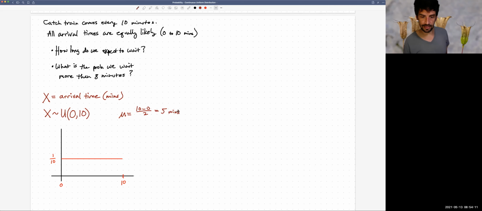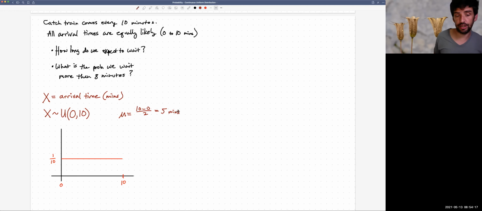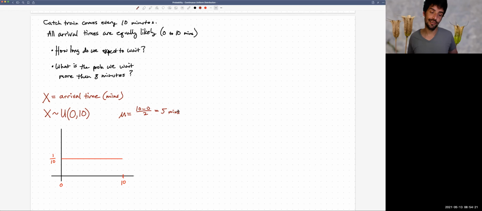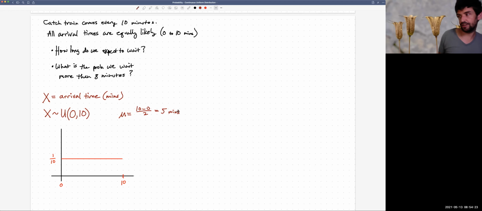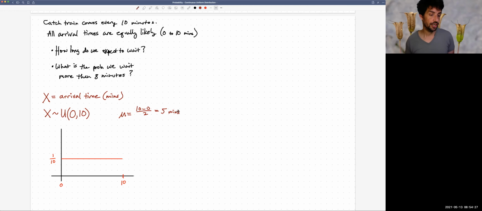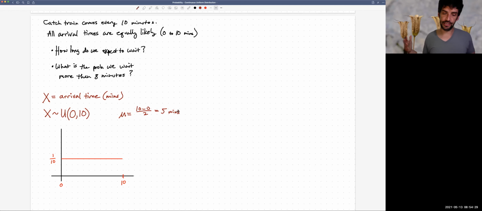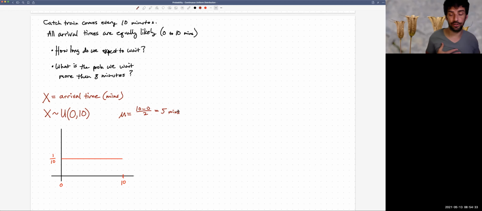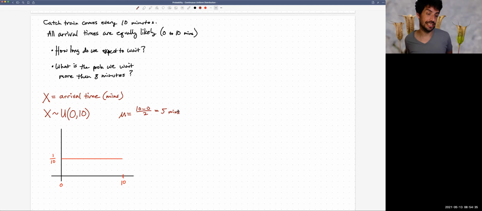The way to think about this is, when we get there, we don't expect that every time it's going to take 5 minutes. But if we catch this train every day and find ourselves in this situation, if we did this for a month, sometimes the train would arrive right when we get there. Sometimes we'd wait the full 10 minutes. Sometimes it'd be 5.5 minutes. Sometimes it'd be 2 1/3 minutes. All these different times would happen. The average would tend to get closer and closer to 5 the more we did this experiment. Okay, that's what we mean by that statement.